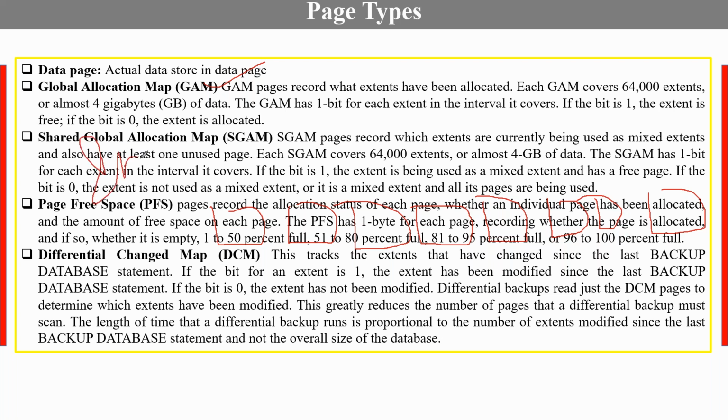Sir, whatever insert you are performing, whether it is 1 record or 2 or 3, that is up to you. But to insert this data, you need a page. From where is that page coming? Through an extent. From where is that extent coming? Through the GAM page.